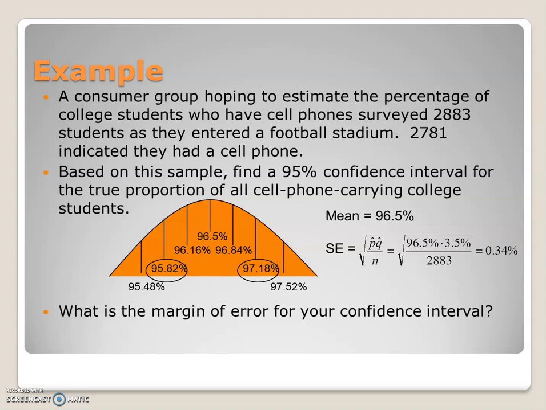For the margin of error, you take your mean and you subtract one of those values. It doesn't matter which one, it's the same number. The distance from 96.5% to 97.18% is the exact same as the distance from 96.5% to 95.82%. So it does not matter which one you do. Just make sure when you list your margin of error, it's over here on the right at the very end. It says ME, that's margin of error, equals plus or minus 0.68%. You need the plus or minus because your margin of error goes in both directions. So don't forget the plus or minus.